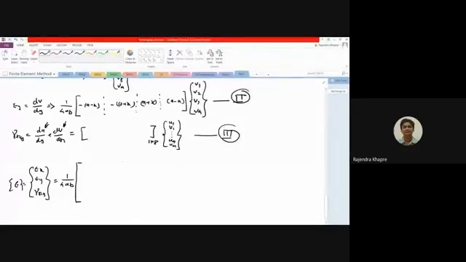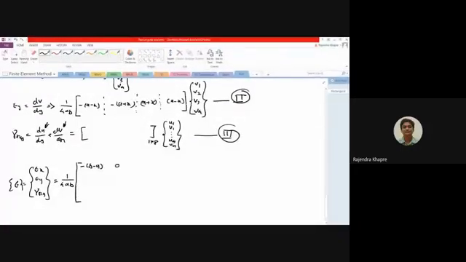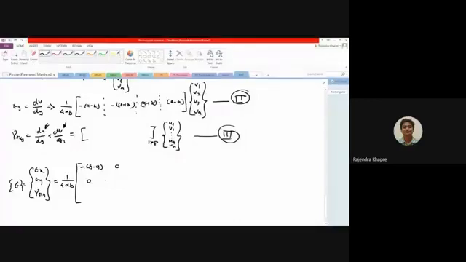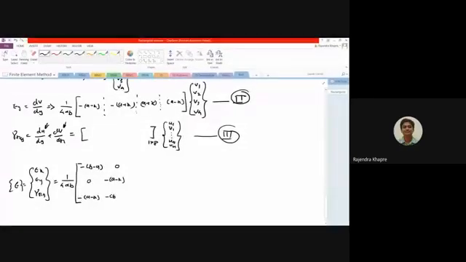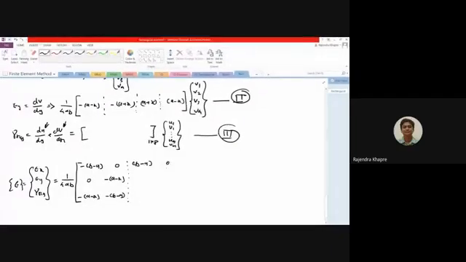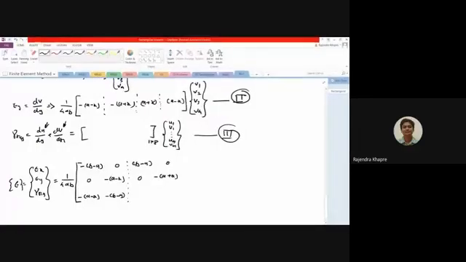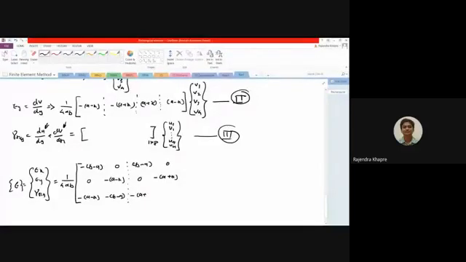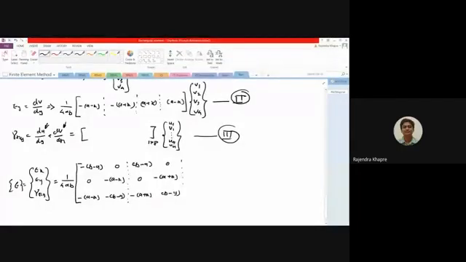So let me write down for you. This is something like minus of b minus y, 0, 0, minus of a minus x, again minus of a minus x, and minus of b minus y. This is the first part. Then we have b minus y, then 0, here also 0, then minus of a plus x, again minus of a plus x, and b minus y. This is the second component.